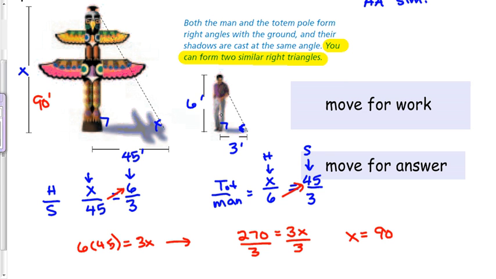Now, going back to see if this makes sense, notice that the height of the man is actually twice his shadow. So the height of the totem pole should be twice its shadow, and that actually works. So I know that that's going to be good.